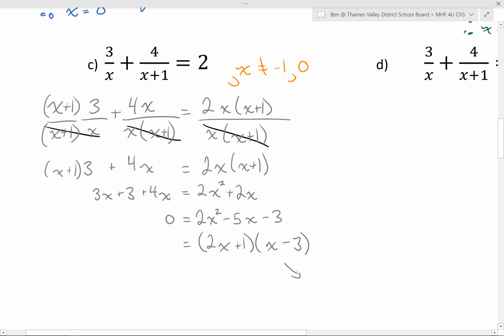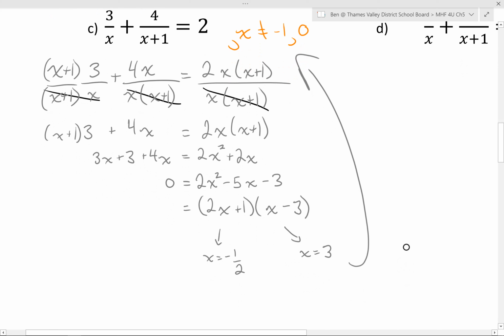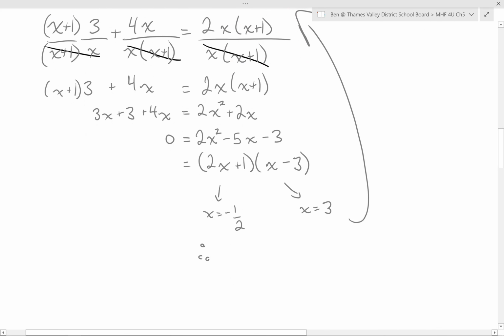And that's fantastic. That tells us our final answers. X equals positive 3. X equals -1/2. And then we need to check, right? We need to check with those restrictions we had. Luckily, x equaling positive 3 or -1/2, both of these are plausible solutions. So therefore, x equals -1/2 or x equals 3.